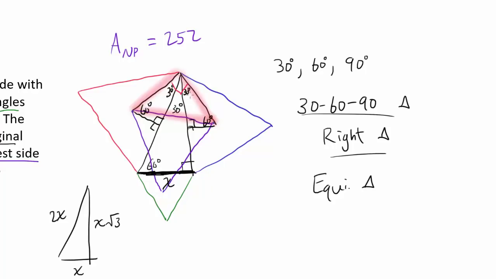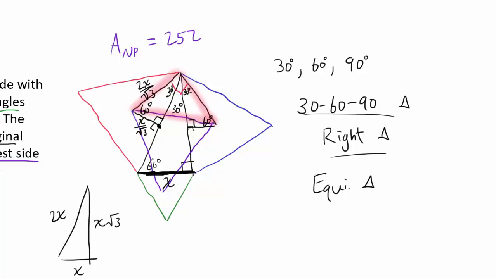So we have 2 extra 30, 60, 90 triangles to work with, and we know this entire distance is 2x. So we know this distance is x. So we know that's x. That's telling us that this distance is x over square root of 3, because this distance is x, you want to divide by square root of 3. That's telling you this side of this right triangle is 2x over square root of 3.